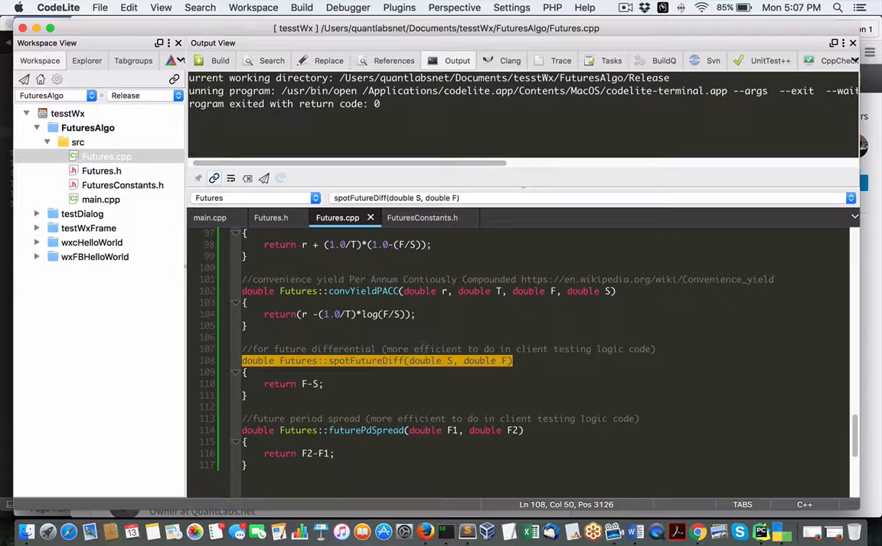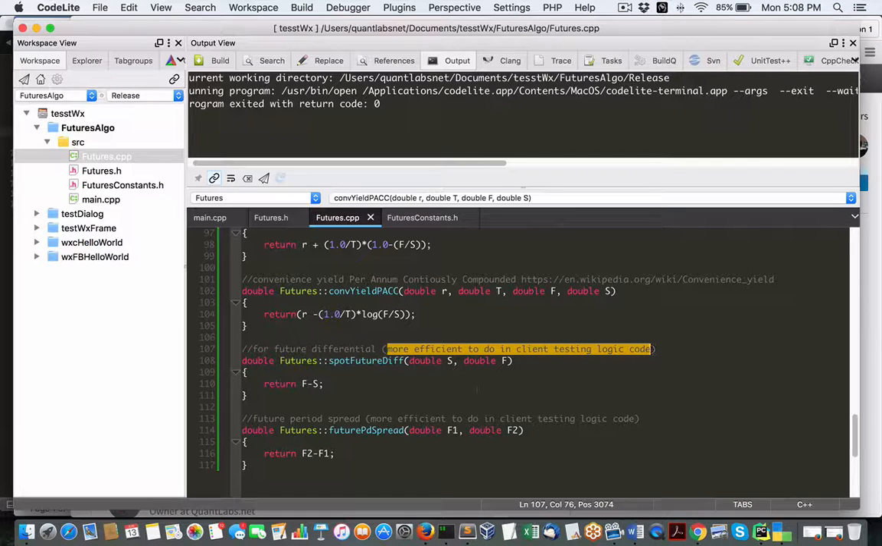It's actually more efficient just to do this calculation, because it's just a difference between two numbers, that should probably be put in the client testing code that would execute this. But I'm just doing this for inventory cataloging purposes, just as an example. What we're doing here is calculating our future differential.